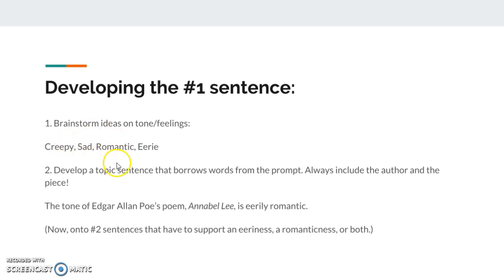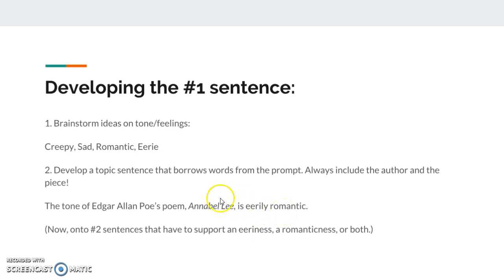Then I'm going to develop a topic sentence that borrows the words from the prompt. And you always should include the author and the title of the piece. Always. Because why wouldn't you? So now my topic sentence, if you always do this and include the author and the piece, the tone, borrowing that word from the prompt, of Edgar Allan Poe's poem, Annabel Lee, is eerily romantic.